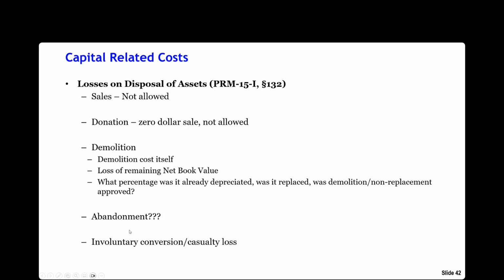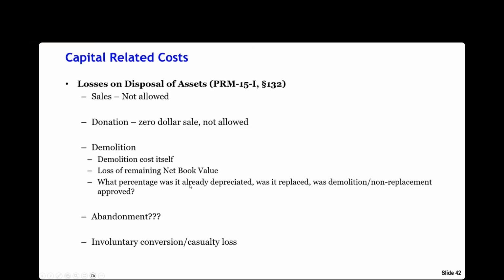There are three that could be allowed: demolition, abandonment, and involuntary conversion or casualty loss, like a fire, flood, things like that. Demolition, you can be breaking into two different things: the true cost of the demolition, but then also that loss of remaining net book value that you can no longer depreciate. There's a lot of detail in the manual about when this loss on remaining net book value is allowed.